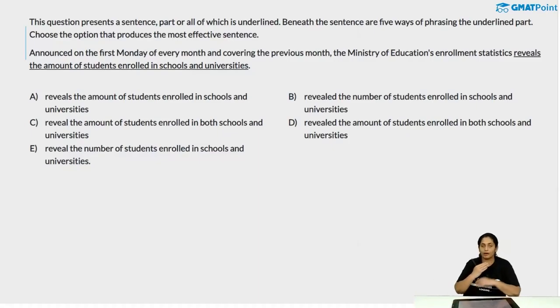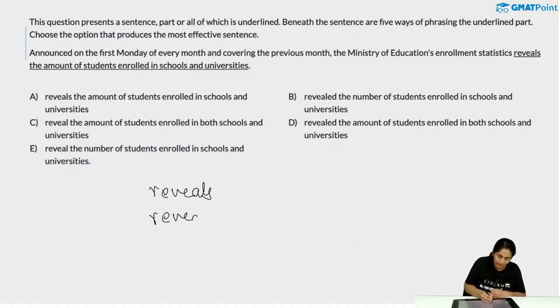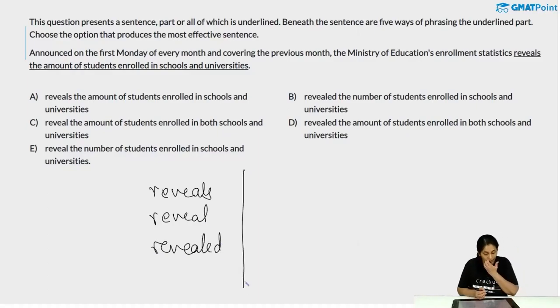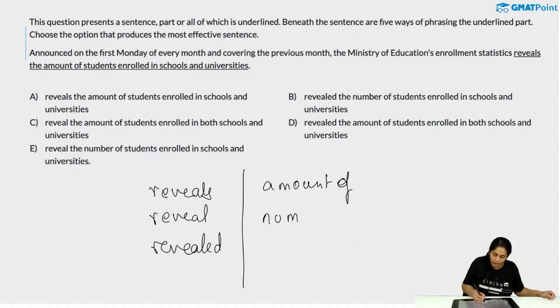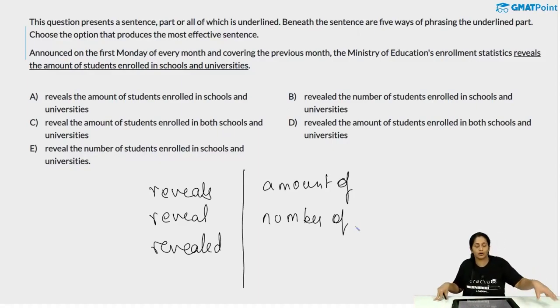So again, as we have already done, we always split according to the options or choices that we have. In the different options, you have reveals, reveal, and revealed. Then the other choice is amount of students or number of students. So either it is amount of or number of. That is the second choice that we have to make. And schools and universities is the same throughout. So there are only two choices to make: whether it should be reveals, reveal or revealed, and amount of or number of.